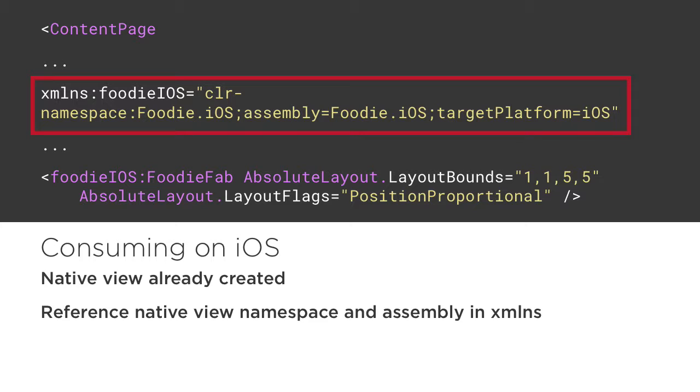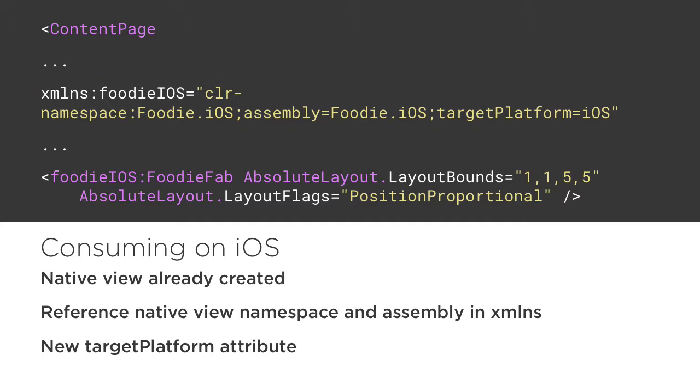A lot of the time, the native view will be referenced in a separate DLL. However, there is a new attribute here to notice, target platform. This will indicate to the XAML parser to only include this namespace when building for iOS. Finally, reference the class name of the native view to be placed on the screen, prefixed by the XAML namespace.